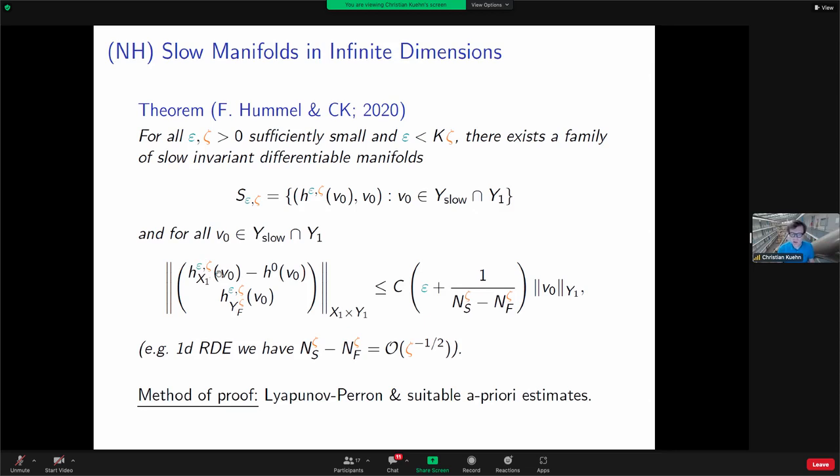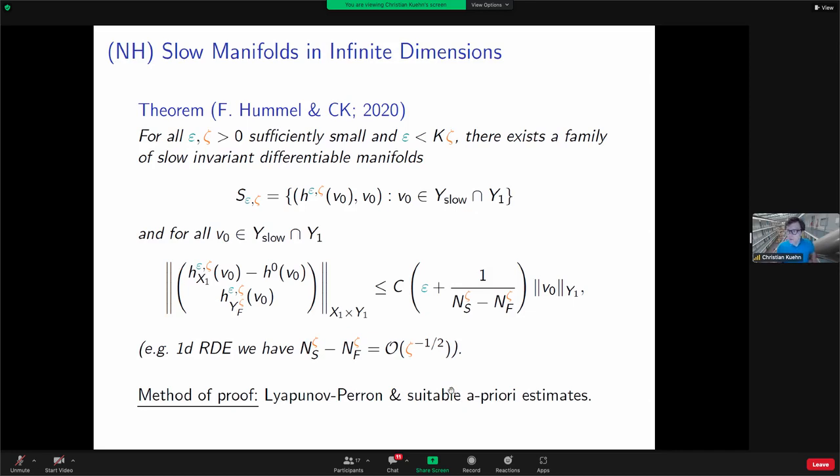And this new slow manifold is indeed close, modulo the fast stuff you split off that is small, in the sort of first order interpolation-extrapolation scale, and the closeness is controlled by epsilon as well as the size of the spectral gap. So this 1 over ns minus nf is a controller for the size of the spectral gap. If there is a good spectral gap, for example, in 1D reaction diffusion equations, then indeed you can show that 1 over this is small. The denominator scales with O of zeta to the minus 1/2 in this case.